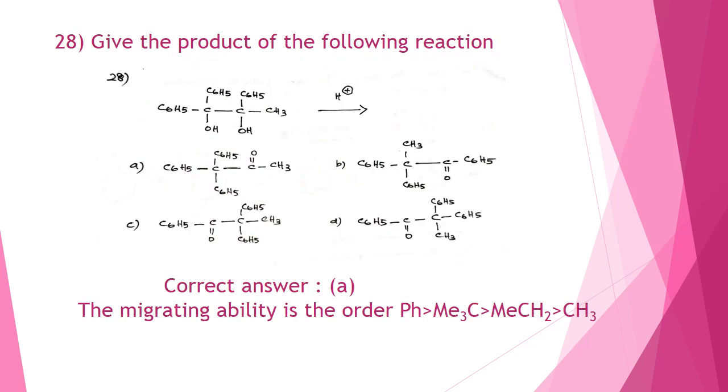Question number 28. Give the product of the following reaction. It is a very good example of the pinacol-pinacolone rearrangement. Here we have to consider the migrating ability of the groups, in the order phenyl greater than Me3C, which is greater than CH3. But the migrating ability is greater for the phenyl group. Therefore, option A is correct. The phenyl group migrated from the second carbon to the first carbon. Therefore, option A is correct.